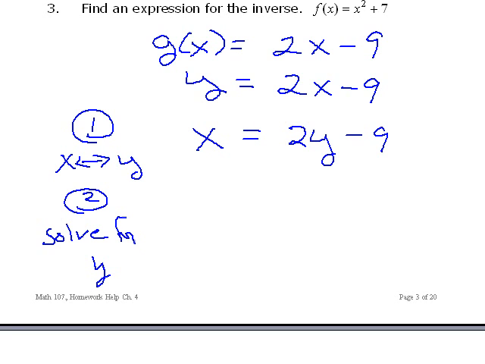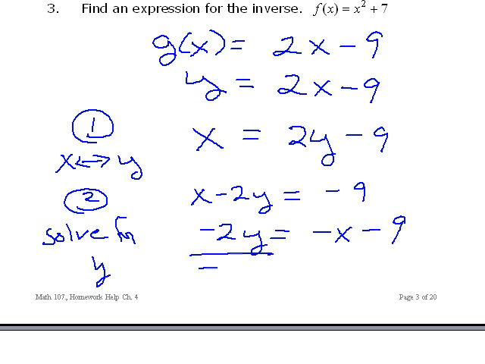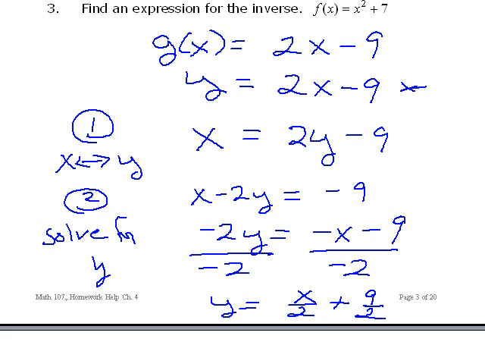Okay, so I need y isolated. So let's see, I'll have x minus 2y equals negative 9. Put the x on the other side, minus 2y equals negative x minus 9. Divide by the negative 2, fixes up all my signs, and I have y equals x over 2 plus 9 over 2. And that's the inverse. Here was the original. Here's the inverse.